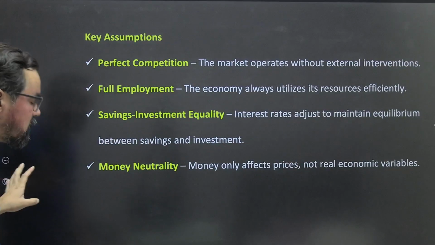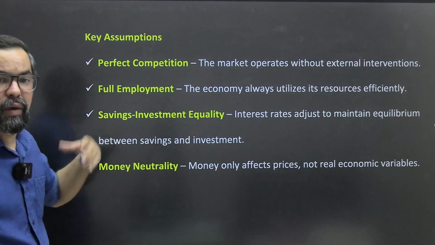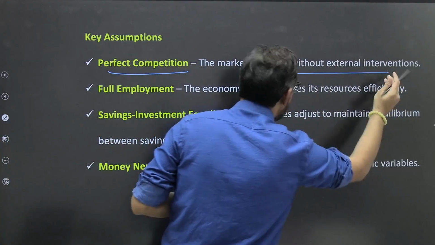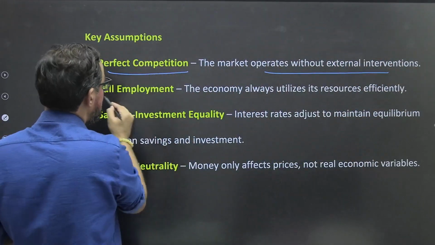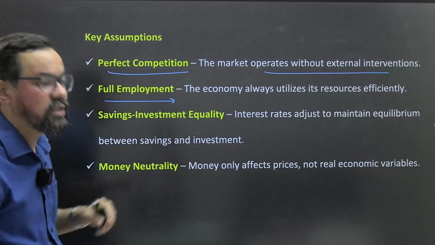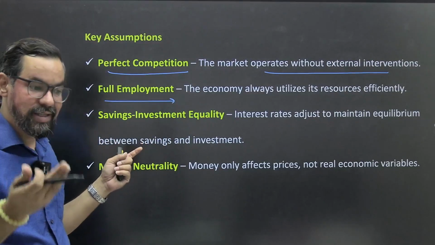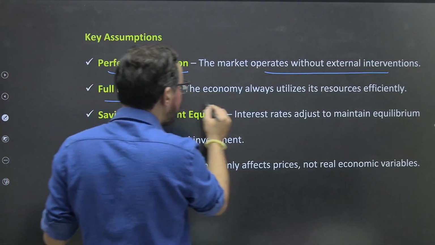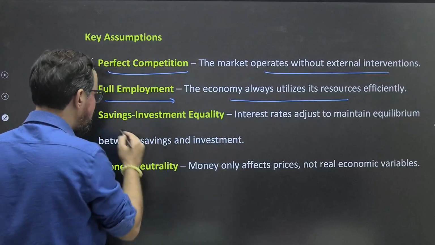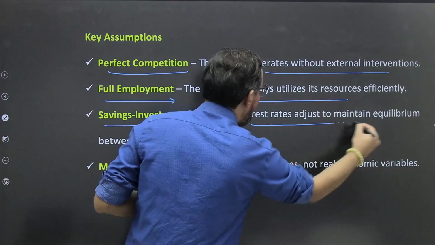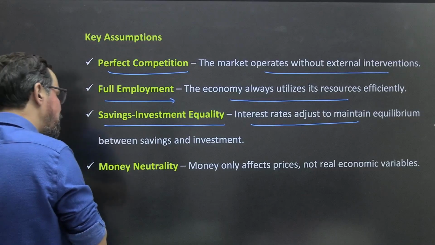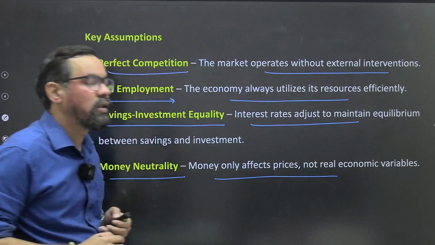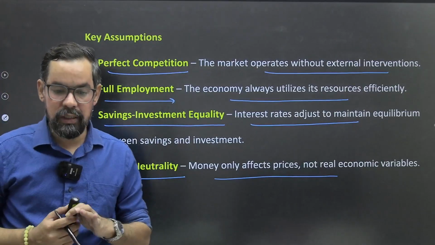Okay. There are some key assumptions for this, given by different economists. Perfect competition: the market operates without external intervention, with a number of buyers and sellers, that means a number of savers, those who save money, and a number of borrowers in the market. Another is full employment: the economy always utilizes all resources. Saving-investment equality: the interest rate adjusts to maintain equilibrium between saving and investment. And money neutrality: money only affects prices, not real economic variables. So this is a basic summary.